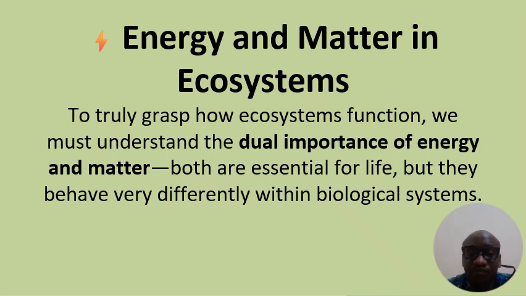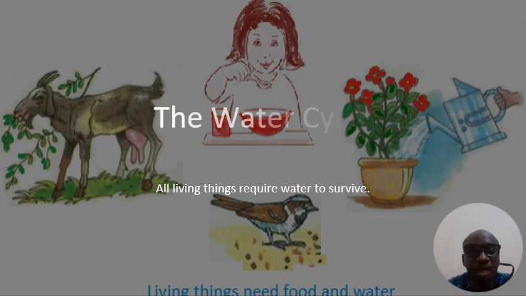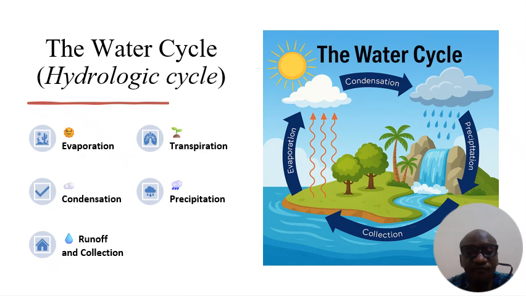Interestingly, over 90% of the human body and most other organisms are composed of just 4 elements. So these elements are what we are looking at in our biogeochemical cycles essentially. The first biogeochemical cycle we are looking at is the water cycle. All living things require water to survive, and water is essential for every living organism.